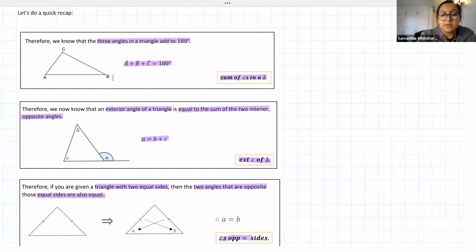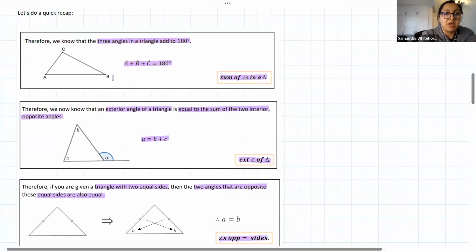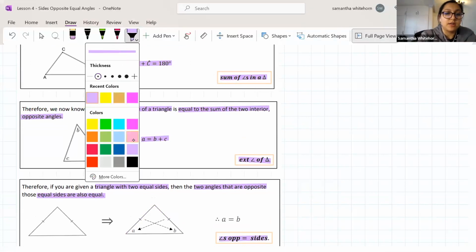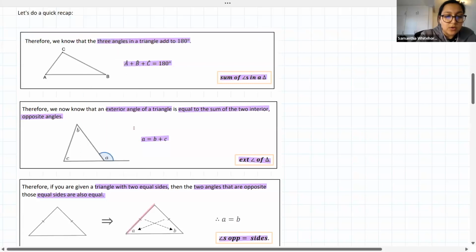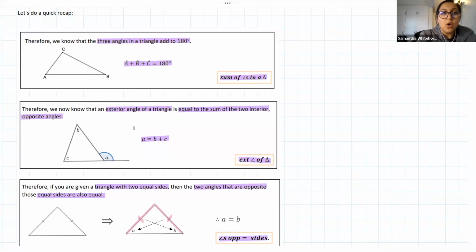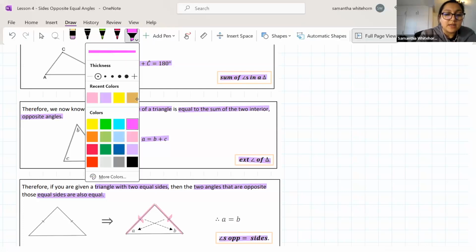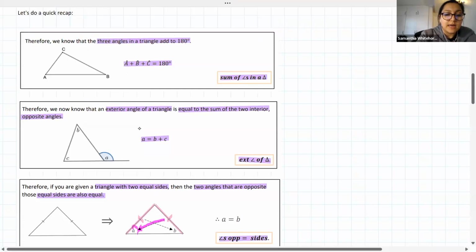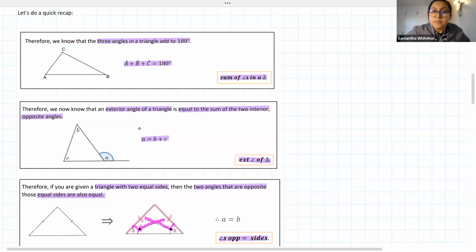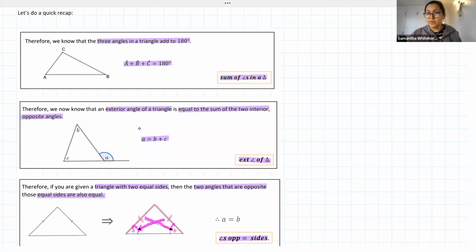angles of equal sides. So when you are given that 2 sides are equal to each other, and we know that they are equal to each other because remember we get that tick mark or that line given to us on the sides, what we then know is that the 2 angles opposite, so this angle A and this angle B, are equal to each other. Those are the 3 triangle reasons that we've learned.